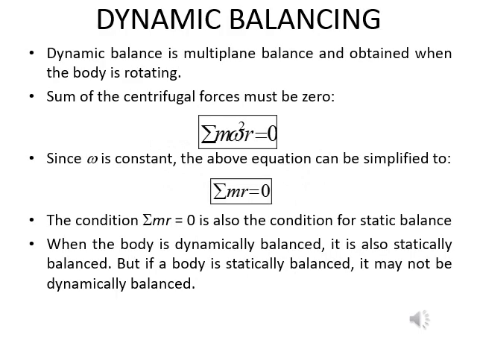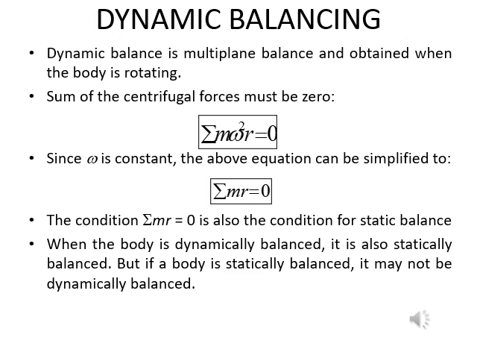As for dynamic balancing, however, you have to consider multiple planes, which include the xy plane, xz plane and yz plane, for example. So the sum of the centrifugal forces must be equivalent to zero. Originally, F is equivalent to ma, mass times acceleration, but in the rotation of a body, mass should be related with the angular velocity, omega. So the equation for the linear acceleration a should be equivalent to omega squared times r, where r is the radius of rotation.